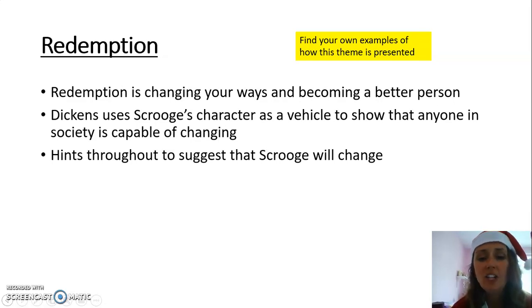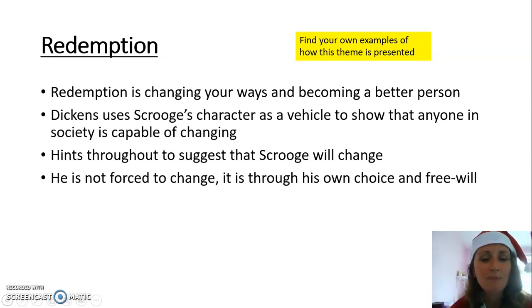There's hints throughout to suggest that Scrooge will change. If you remember the introduction of him, it says external warmth and cold had little influence on Scrooge, but then through the use of symbolism we are seeing those hints and that foreshadowing that he will change. So see if you can find some examples of that when you're looking at this theme.